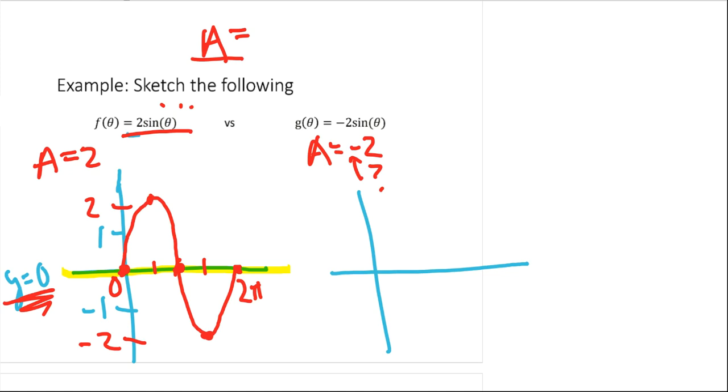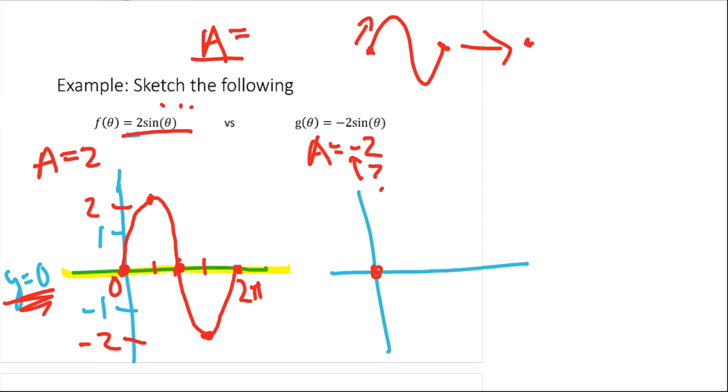Just like before, we're still going to start at 0. So we don't change for sine. We don't change where it starts. So what the negative sign does, think of it as it's going to flip the parent function. So this is the parent function, right, where it starts at 0 and then it goes up and then it comes back down.